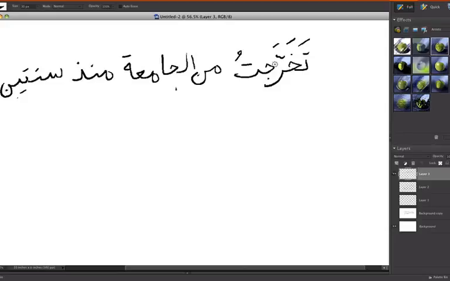All right. تخرج من الجامعة منذ سنتين means I graduated from the university. Sanatain is 2 years, mundhu means since. So this really means roughly I graduated from the university 2 years ago.